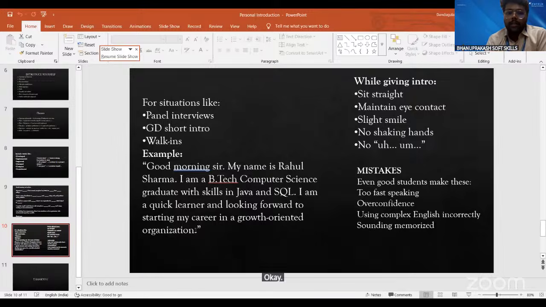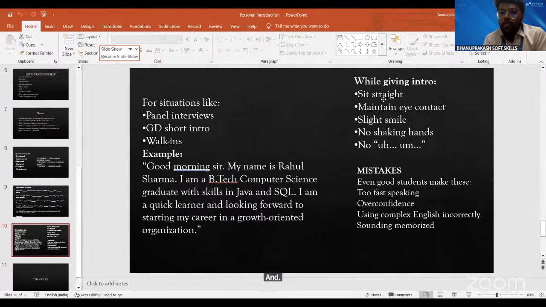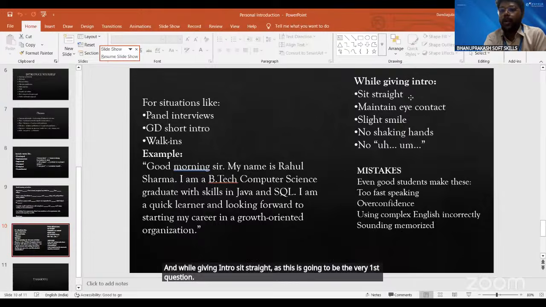Okay. But these kinds of messages can be sent if you find any HR number or HR profile, then you can give such an introduction on WhatsApp or somewhere. And while giving the intro, sit straight, as this is going to be the very first question. You need to show everything professionally.